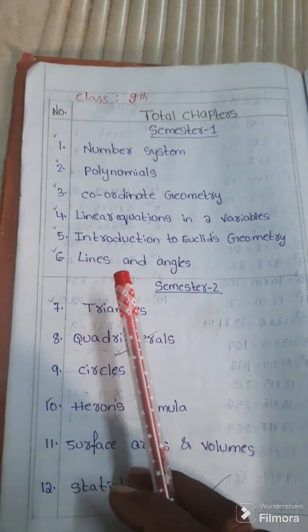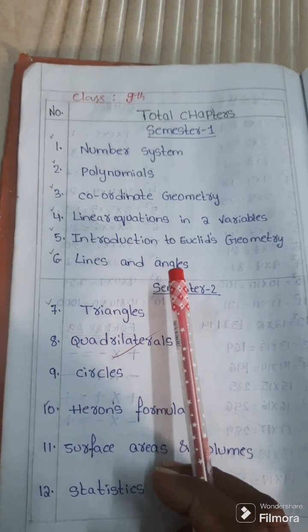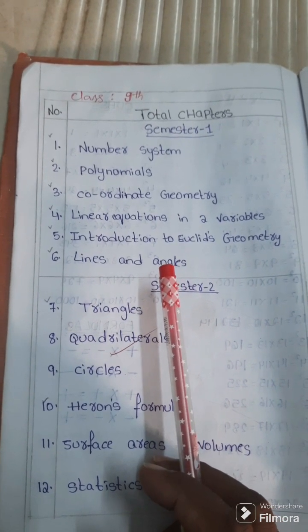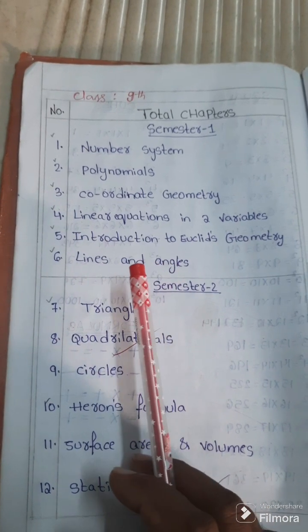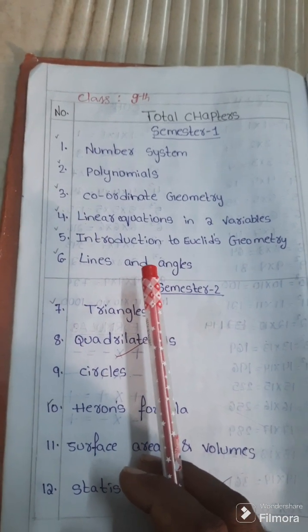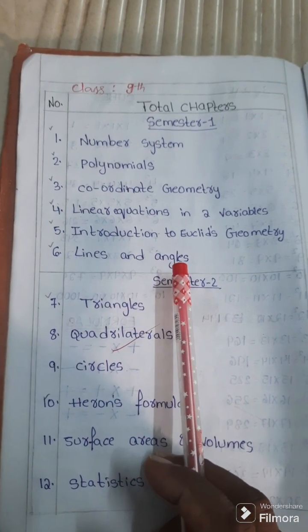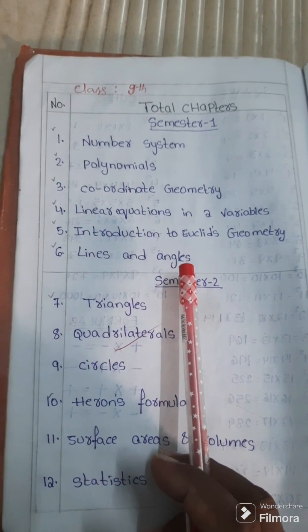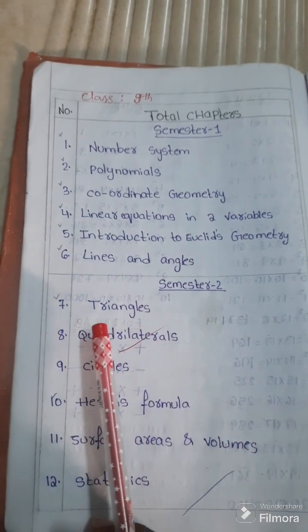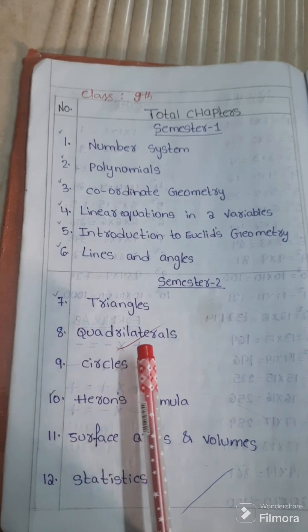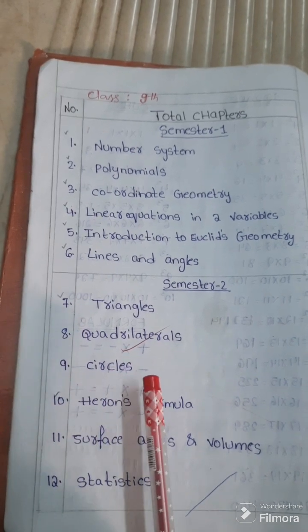The sixth chapter is lines and angles. This is another theory part, the toughest part also, and it is helpful for higher classes like 10th and others. Triangles in semester 2 is a theory part, and quadrilaterals also theory, and circles also theory.